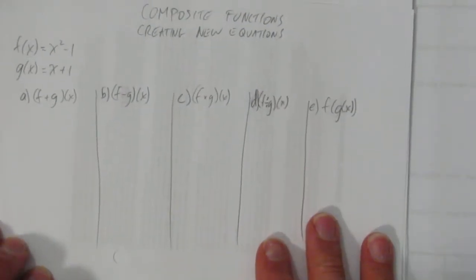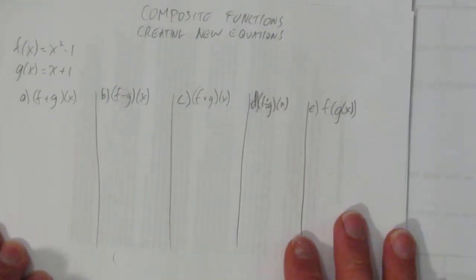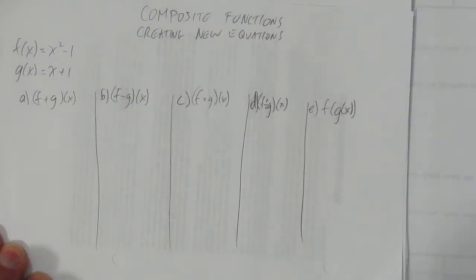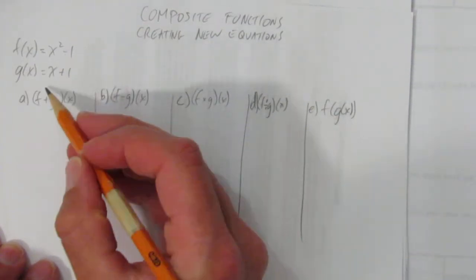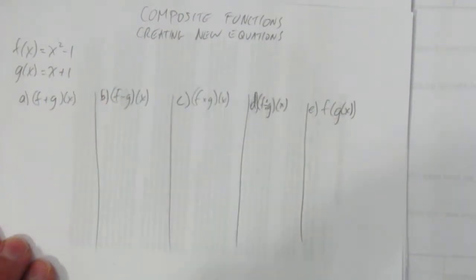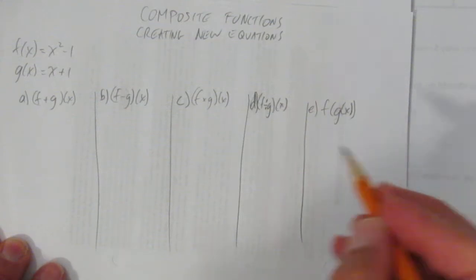This video is all about composite functions. We're going to create some new equations. The two original equations we're working with are f at x, which is a parabola, x squared minus 1, and g at x, a simple line, x plus 1. We'll do 5 different questions.